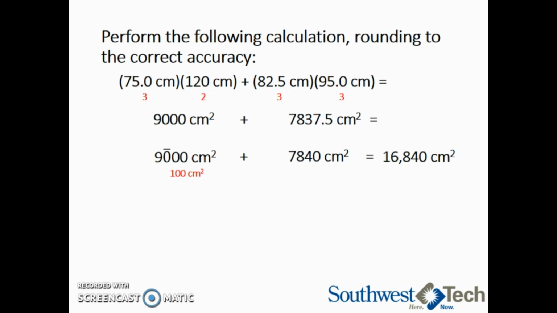7,840 square centimeters is precise to the nearest 10 square centimeters. Since our answer cannot be more precise than either of these numbers added, our final answer can only be precise to the nearest 100 square centimeters, which means our final answer is 16,800 square centimeters. This concludes our video of performing calculations and rounding to the correct accuracy.